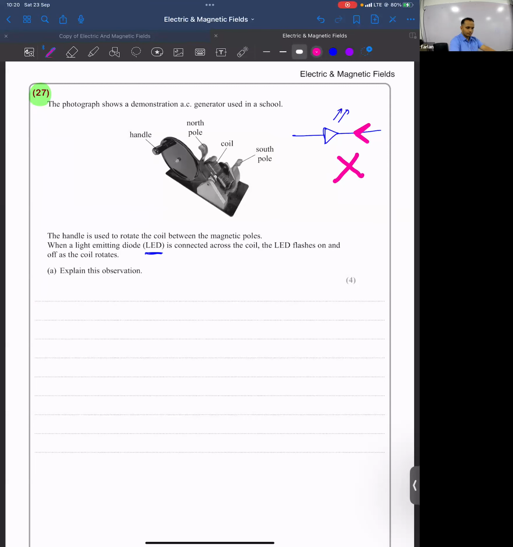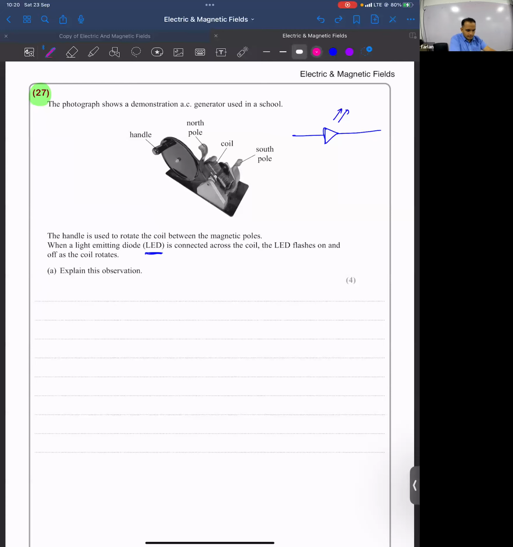Right. Knowing that, how is that relevant here? The handle is used to rotate the coil between the magnetic poles. When a light emitting diode is connected across the coil, the LED flashes on and off as the coil rotates. Explain this observation.